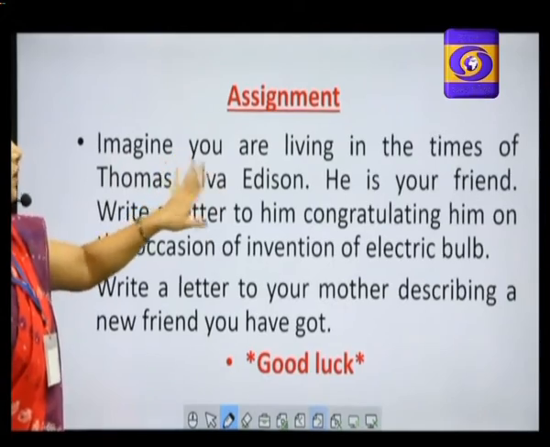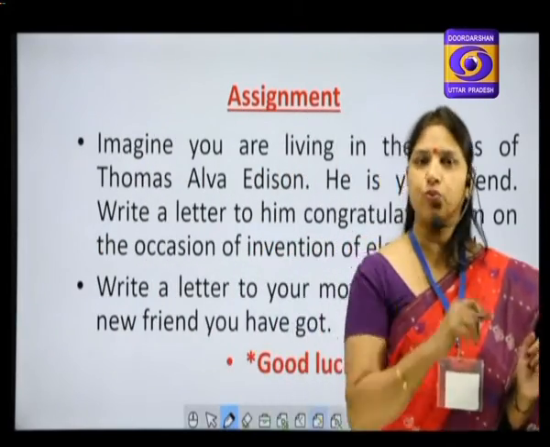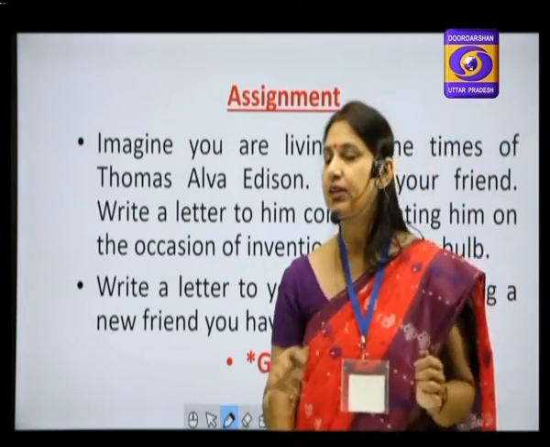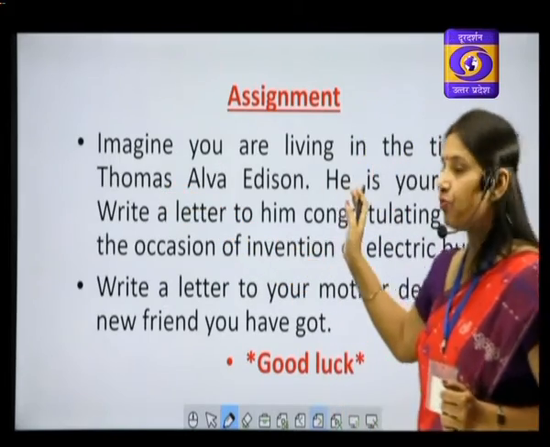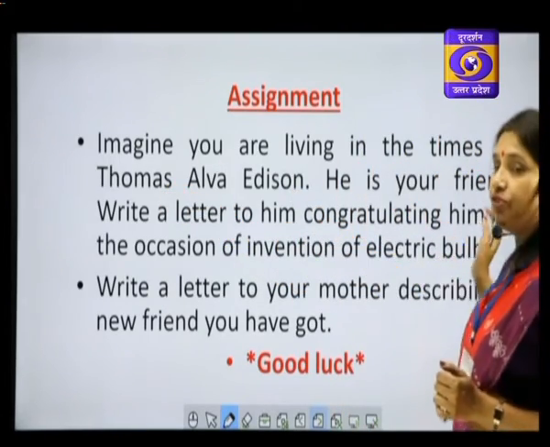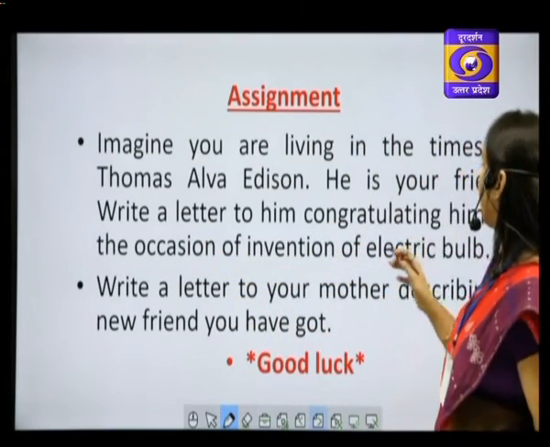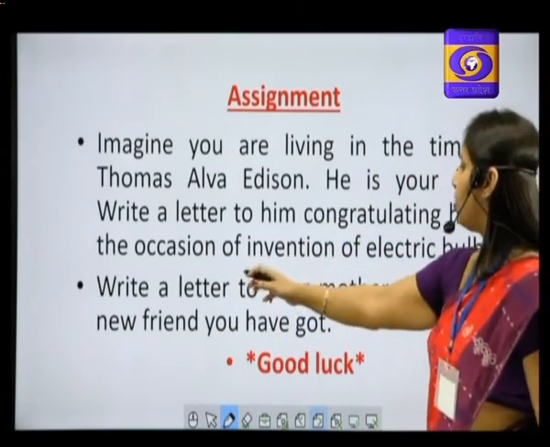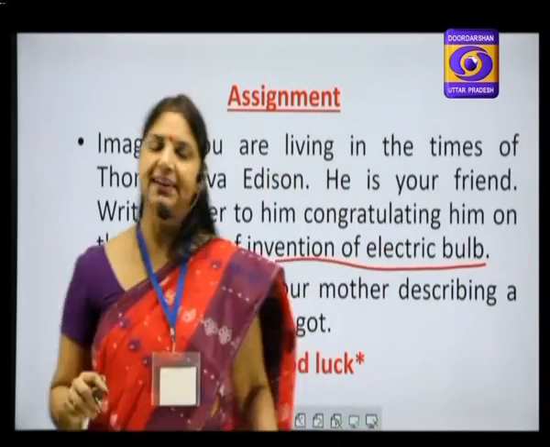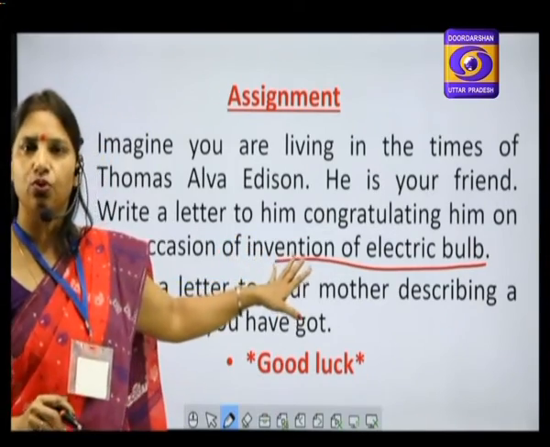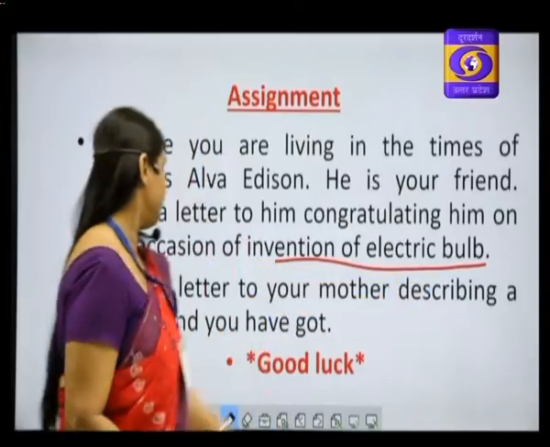Now here is an assignment for you children. Imagine you are living in the times of Thomas Alva Edison. You must have read your lesson, The Inventor Who Kept His Promise. You know what he invented. He invented the electric light. You are living in the times of Thomas Alva Edison. He is your friend. You have to imagine him to be your friend and write a letter to him congratulating him on the occasion of the invention of the electric bulb. Okay? Write a letter of congratulations to Thomas Alva Edison as he has invented the electric bulb.